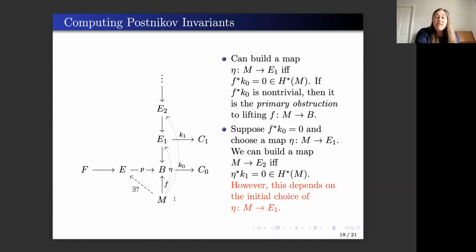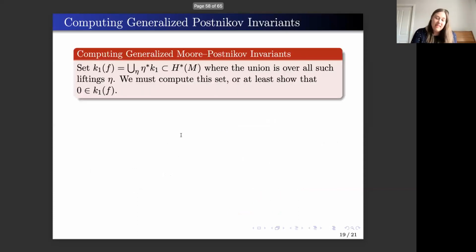If F does pull back k0 to 0, then you can build a map eta from M into E1, although there might be many possible choices of such a map. But you choose one, and then you try and extend eta to E2. And you can do that if and only if eta pulls back the next k-invariant k1 to 0 in the cohomology of M. But if it doesn't pull back to 0, you might need to just choose a different eta. And maybe that new choice of eta will pull back k1 to something trivial in the cohomology of M.